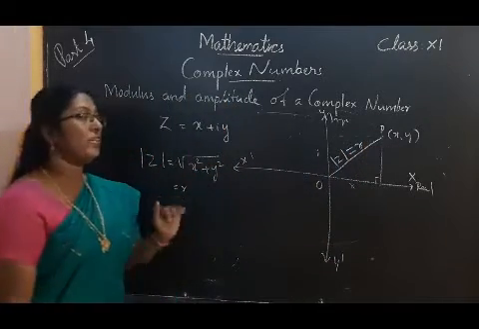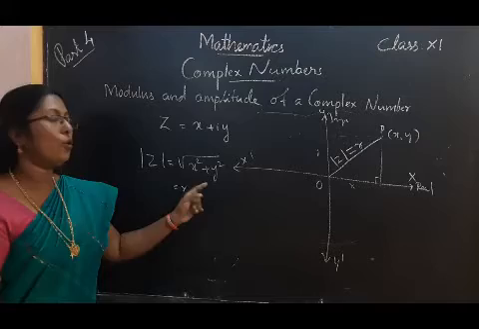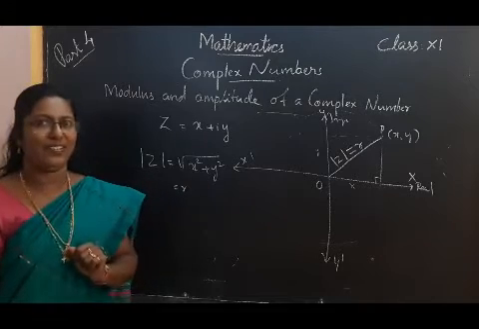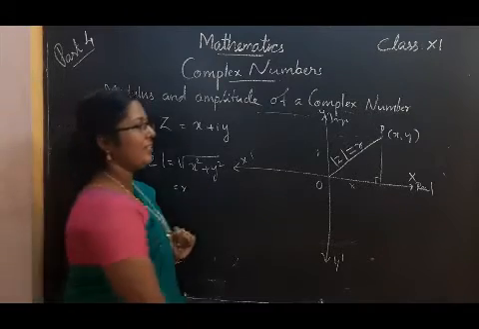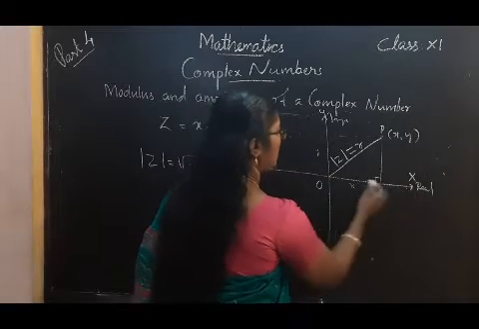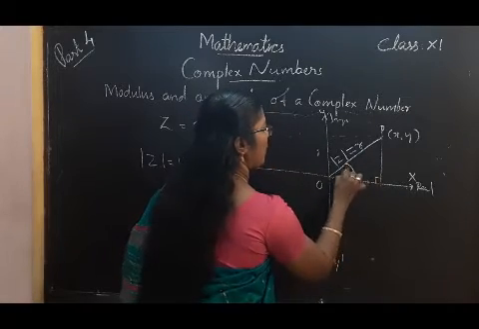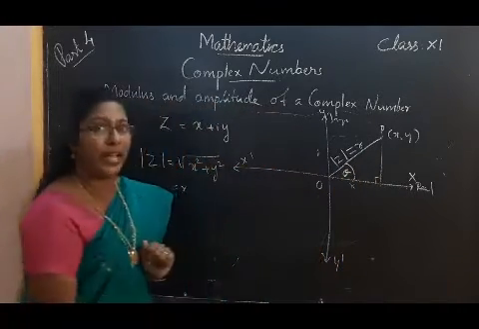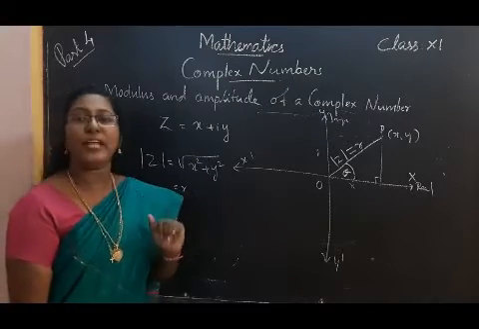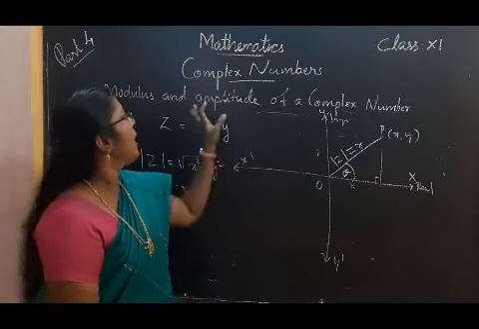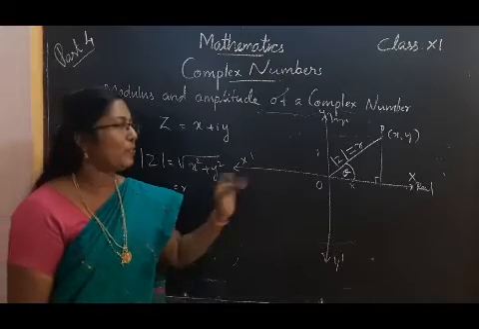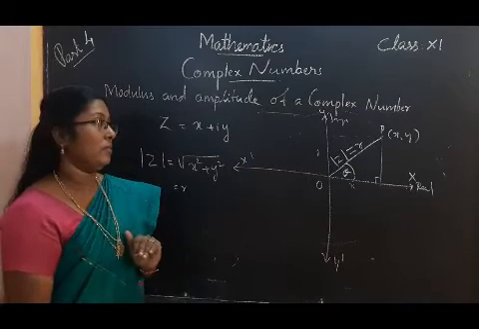So, the modulus of Z, or r, equals root of x square plus y square. Then, let us consider the angle XOP. What is the angle XOP? This is theta, the acute angle. This acute angle theta is the amplitude of the complex number.